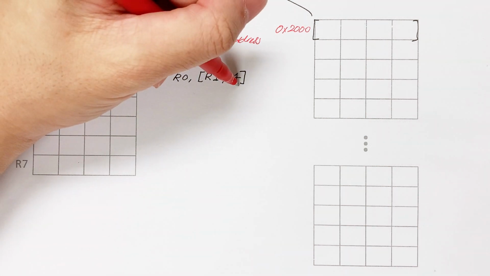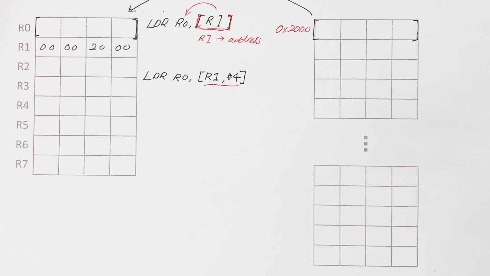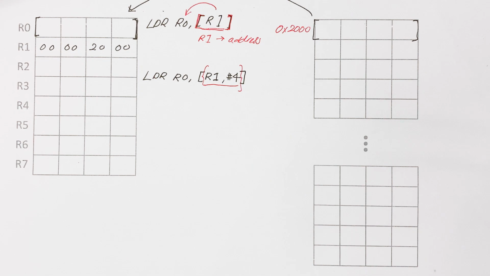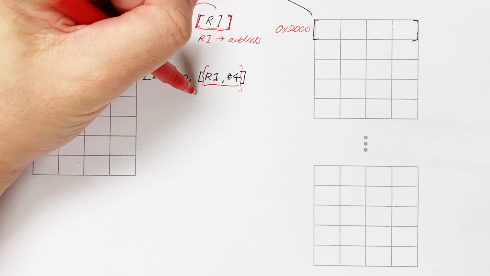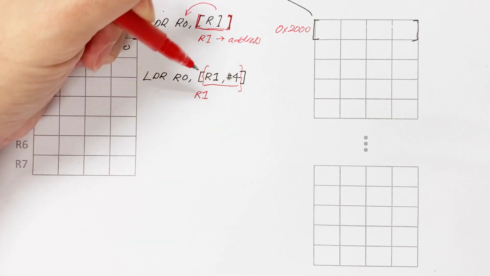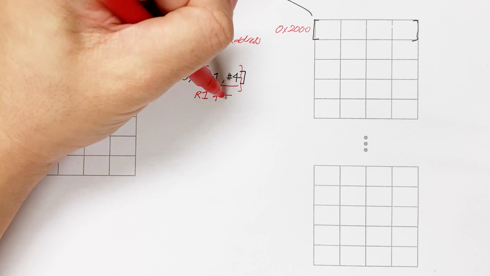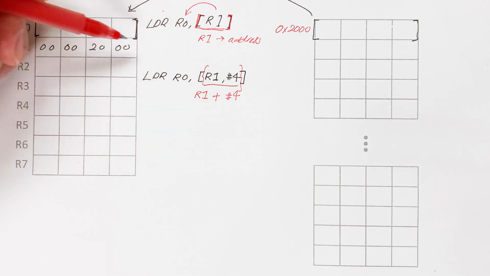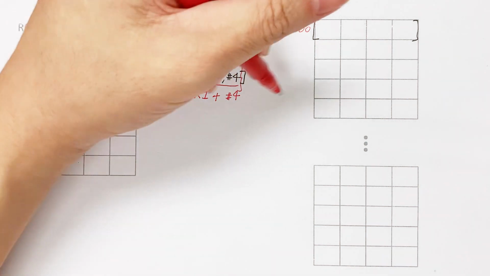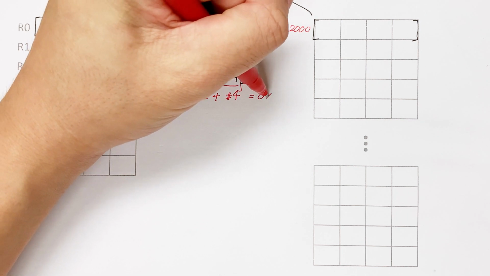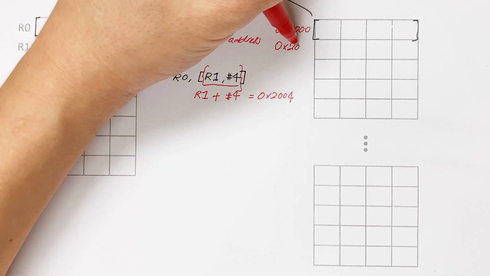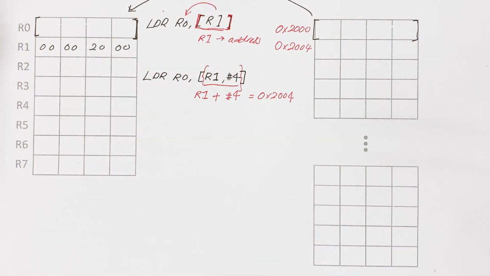So for immediate offset, again, we're going to figure out what is the address based on the value that was located inside the square bracket. So in our case, the address is R1 plus 4 as given by the addressing mode. So if you look at R1, which is 2000, the address is basically 2000 plus 4, and this is where our data come from.